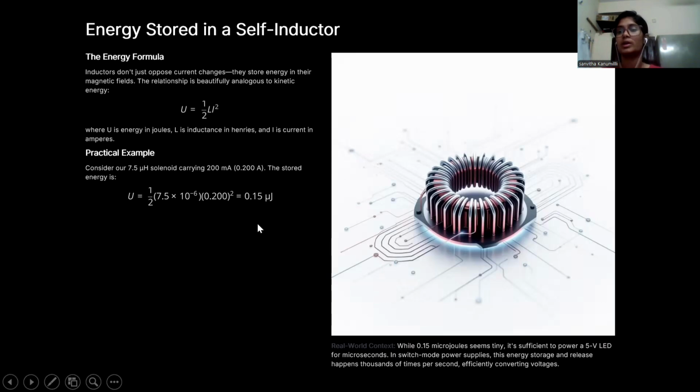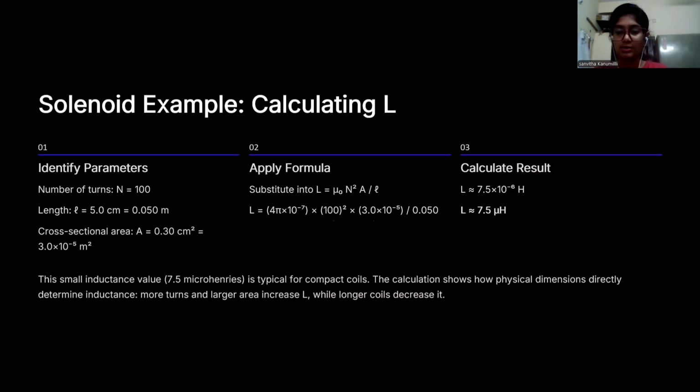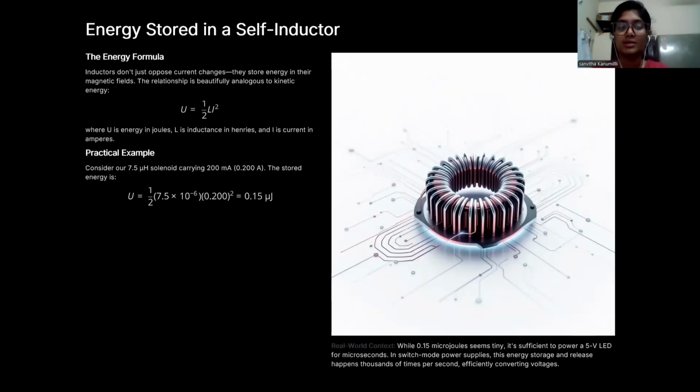And energy stored in a self-inductor. So, the energy formula. Inductors don't just oppose current changes, they store energy in their magnetic fields. The relationship is beautifully analogous to kinetic energy: U = ½LI². Here U is in joules, which is energy, L is in henries, which is inductance, and I is in amperes, which is current.